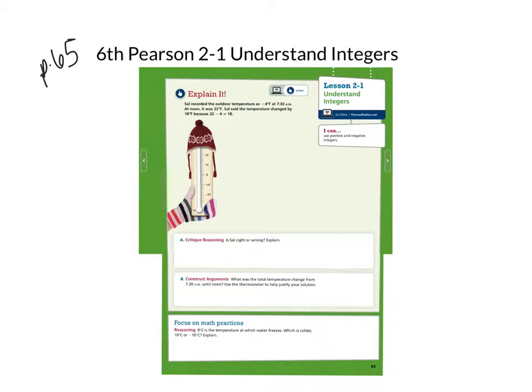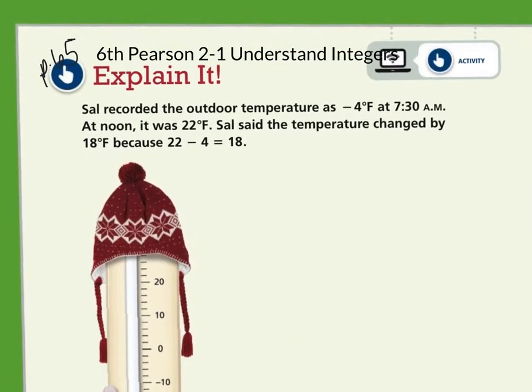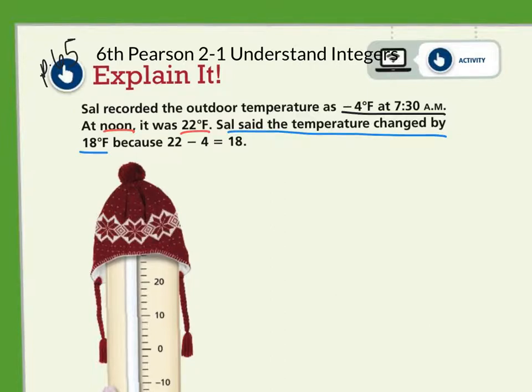Page 65, lesson 2.1 is on understanding integers. So Sal recorded the outdoor temperature as -4 degrees Fahrenheit at 7:30 a.m. At noon, it was 22 degrees Fahrenheit. Sal said the temperature changed by 18 degrees Fahrenheit because 22 minus 4 equals 18.